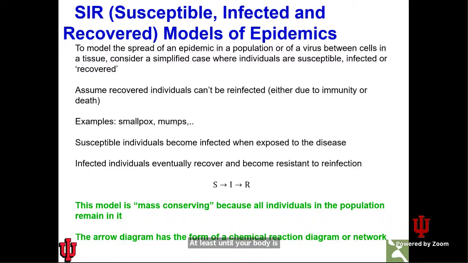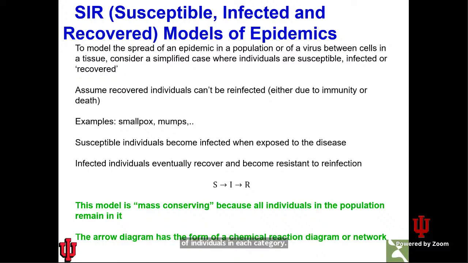So we're going to build this very simple model. And this almost doesn't deserve to be called a network, but it does have 3 nodes, S, I, and R, and 2 arrows. S goes to I goes to R. And the state is going to be the number of individuals in each category.